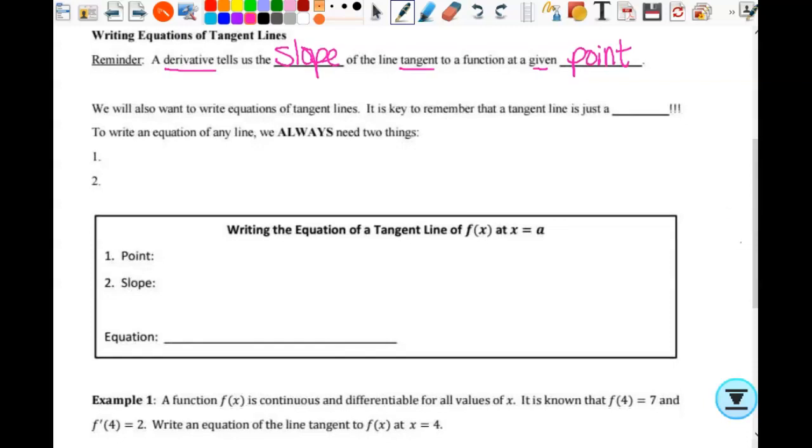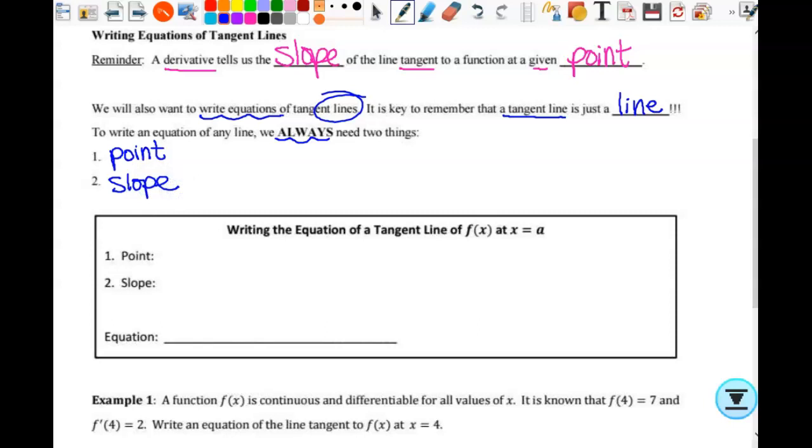So we also want to write equations. So not only do we have the slope of that tangent line, we want to write equations of tangent lines. Okay. It's key to remember that a tangent line is just a line, meaning you've been writing equations of lines since Algebra 1. Okay? It's really that simple. We're not writing any kind of crazy stuff. It's literally the equation of a line. To write an equation of a line, we always need two things. You need a point, and you need a slope.